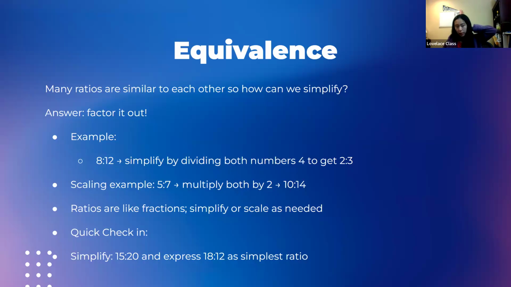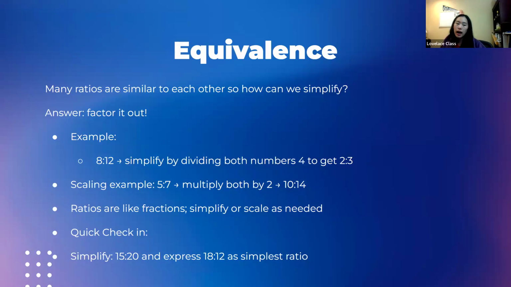Or you can scale it upwards, right? Like let's just say we have the ratio 5 to 7. But if we multiply both of them by 2, then we can get the ratio 10 to 14. And these ratios are equal to each other, but the numbers are different. So ratios are like fractions. You might want to simplify or scale as needed.